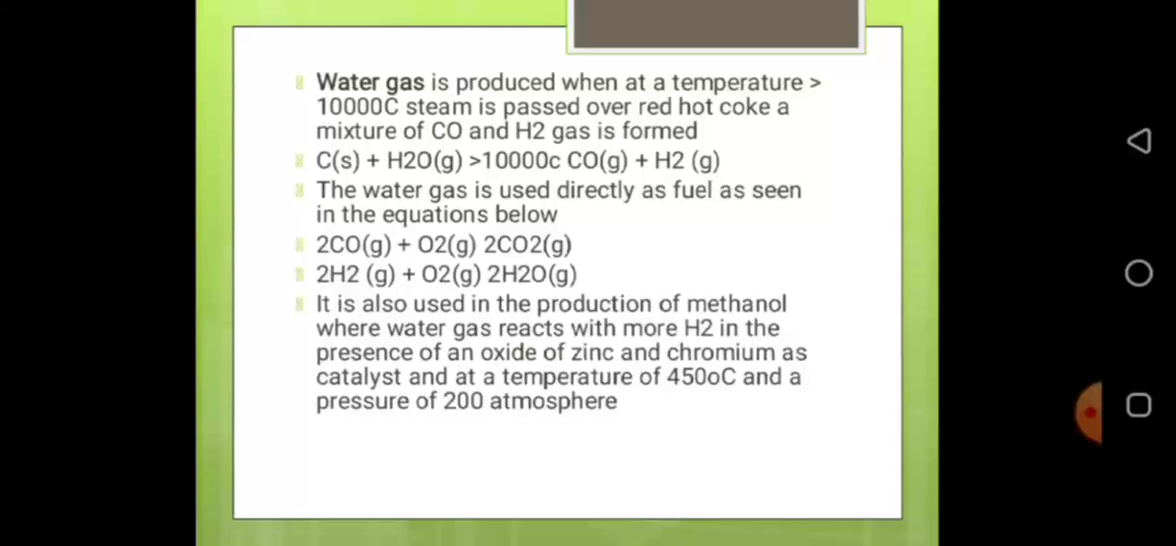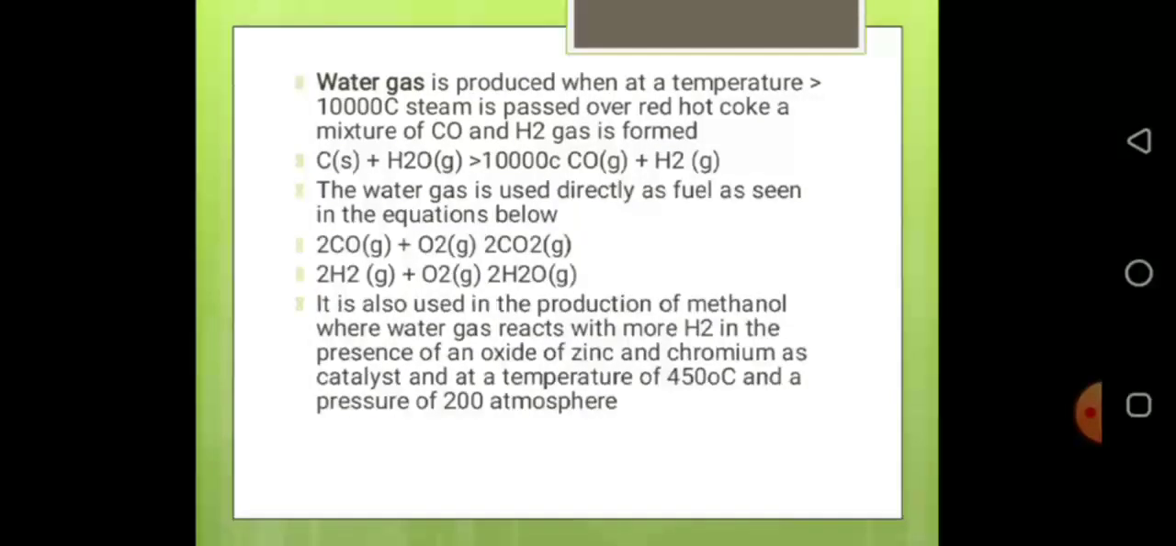So this is carbon reacting with water at high temperature to give the toxic carbon monoxide and hydrogen gas. The water gas is used directly as fuel, as seen in the equation below. In the presence of oxygen, carbon monoxide reacts with oxygen to give carbon dioxide. Then hydrogen gas also reacts with oxygen to give water.